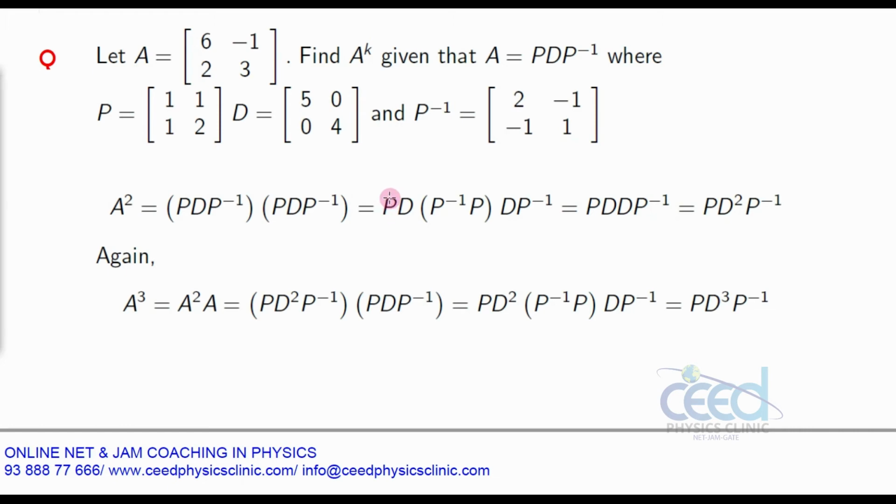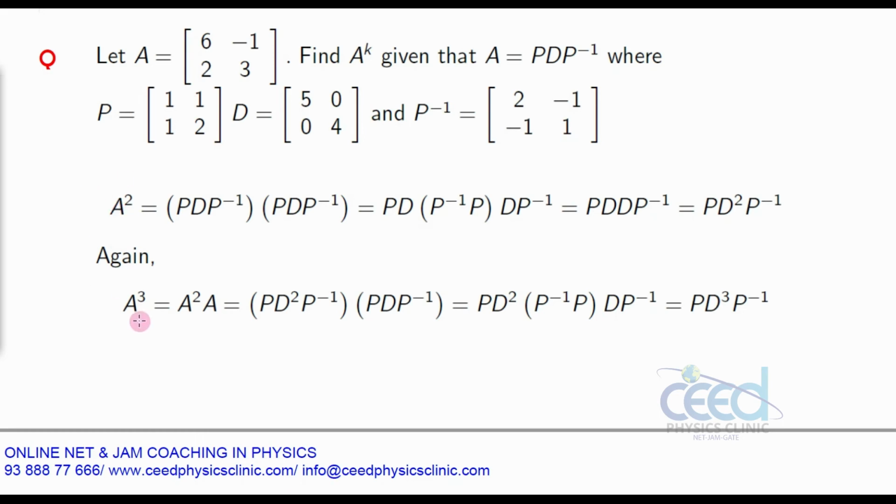See, suppose I am finding PDP inverse into PDP inverse. Again, select this D and P, and P inverse P is I. So this is D into D, that is PD square P inverse. If A is PDP inverse, then D square is the diagonalized matrix squared, and PD square P inverse is equal to A square.